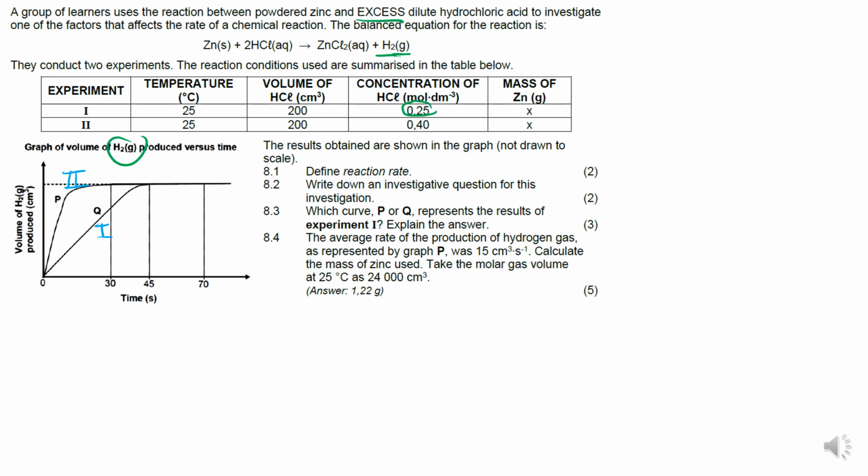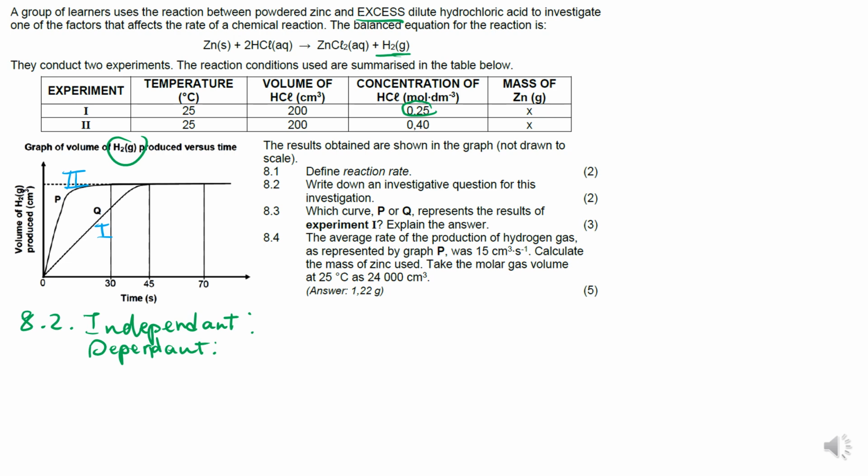The first question says, define rate of reaction, which is the change in the concentration of the product or the reactants per unit time, right? Then, write down an investigative question. So for an investigative question, the key things that must be there is that there must be an independent variable, and your dependent variable must also be identified before you can write an investigative question, right?